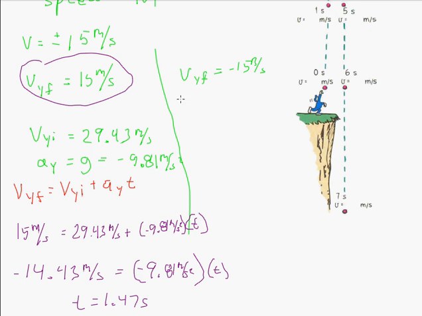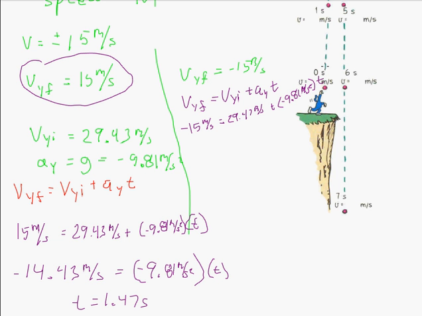You get your VYF equals VYI plus AYT. Just plug everything in. This time it's not going to be positive 15, though. It's negative 15 equals 29.43 meters per second plus negative 9.81 meters per second squared times your time.